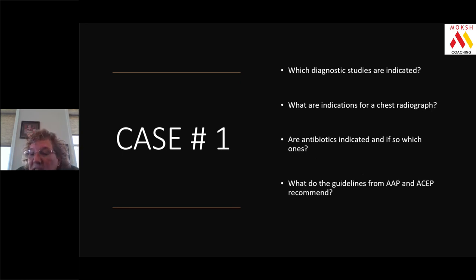So we've got a 17-day-old with a fever. What diagnostic studies do we need to do?